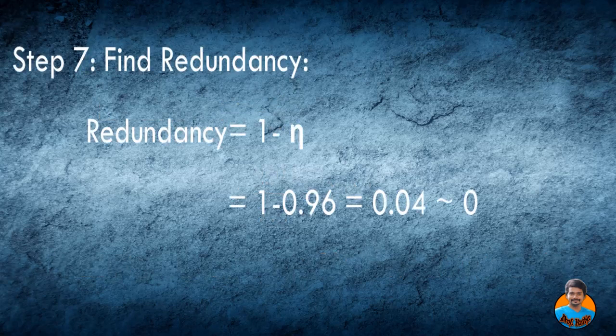Last step is to find its redundancy, which is given by the formula 1 minus efficiency. Here the efficiency is 0.96, so 1 minus 0.96 is equal to 0.04, which can be considered as 0. Always remember, when redundancy is 0, then the method you have done is correct, or else recheck the previous steps as you might have made some mistake.